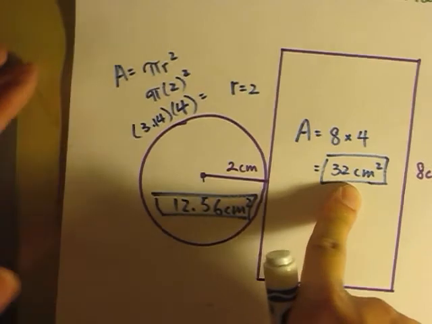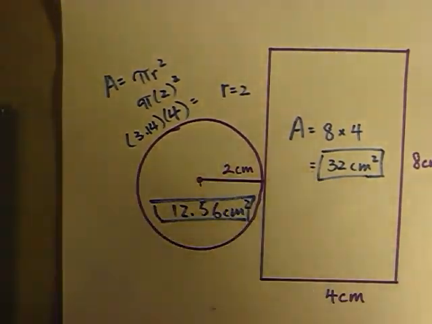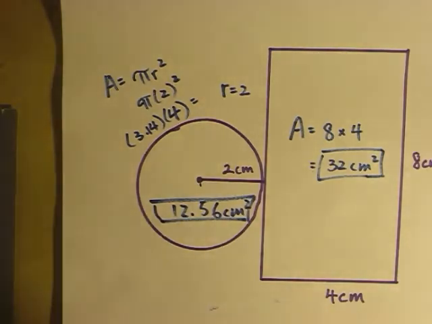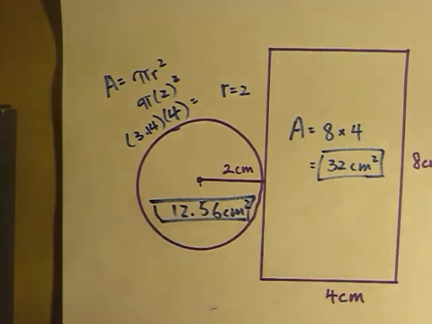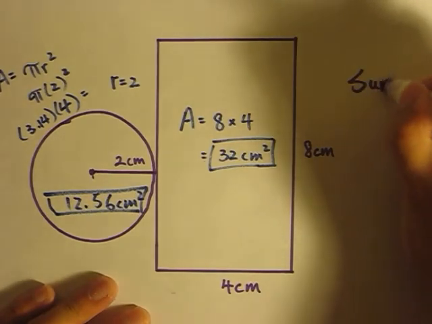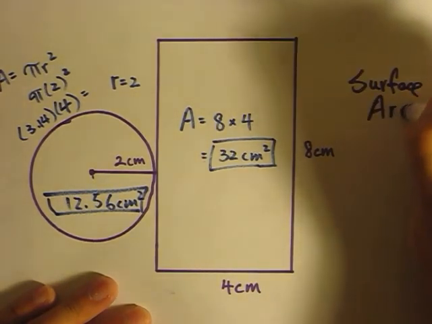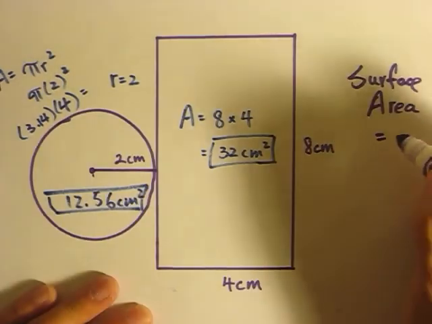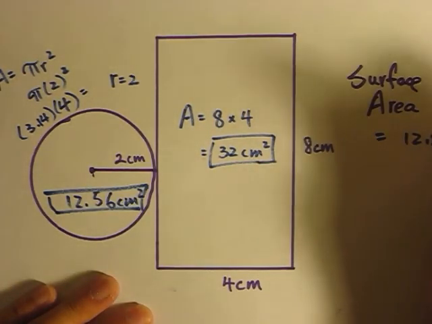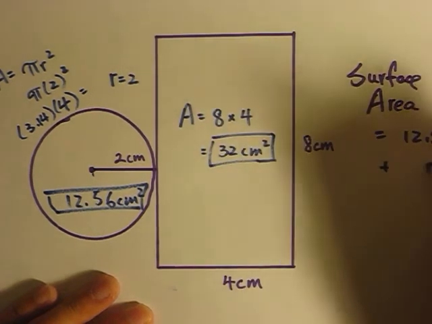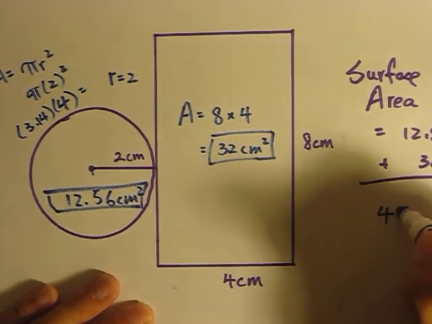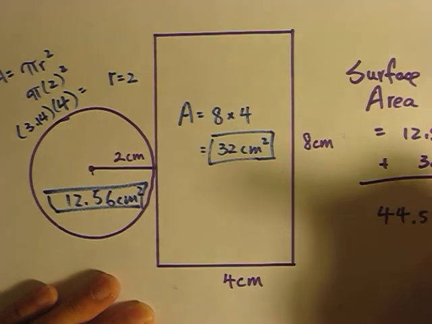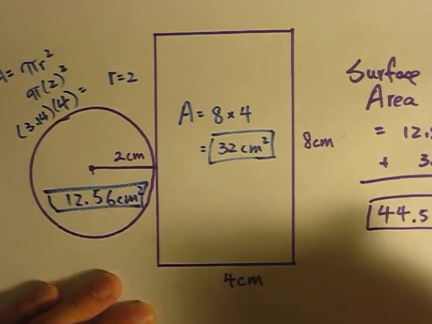Okay, so now we have the area of the circle, and we also have the area of the rectangle. Surface area really is just how much total area do I have in combination of all the shapes I have. Okay, so right here we have 2 shapes, we have 2 areas. Add them up, and you will find your surface area. So I'm going to write over here, surface area equals the circle area, which is 12.56 centimeters squared plus 32 centimeters squared, and that's going to give me a total of 44.56 centimeters squared, and that is my answer. That is my surface area.